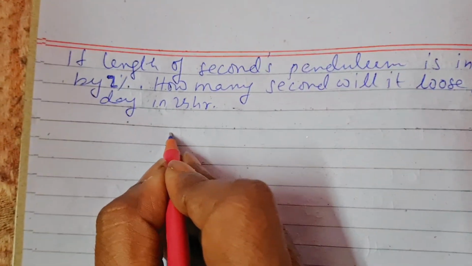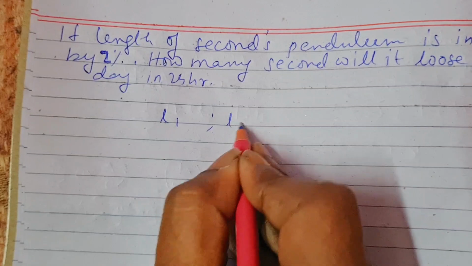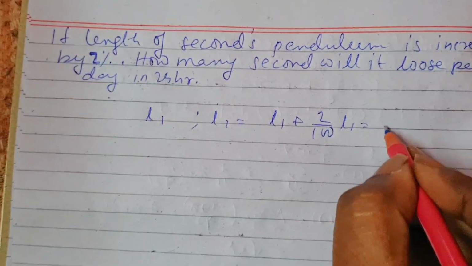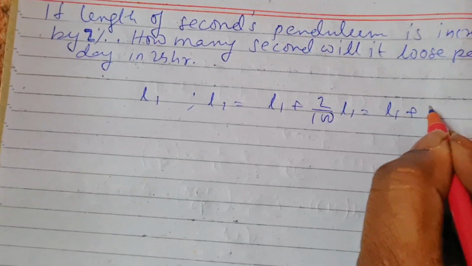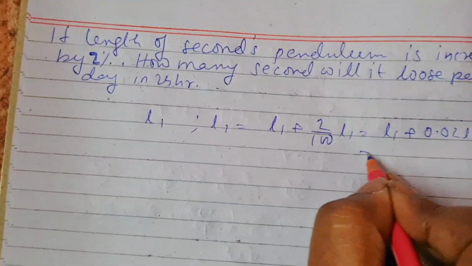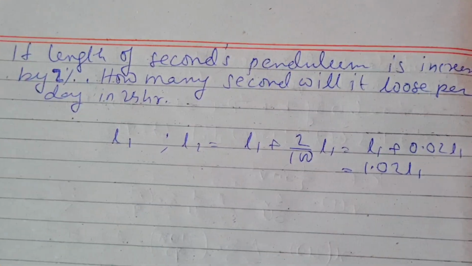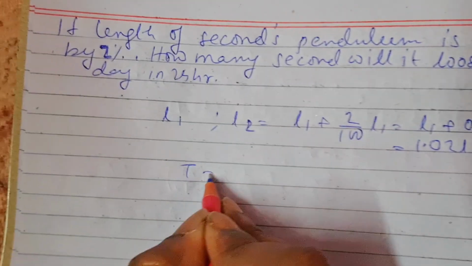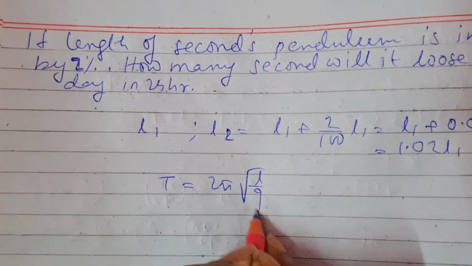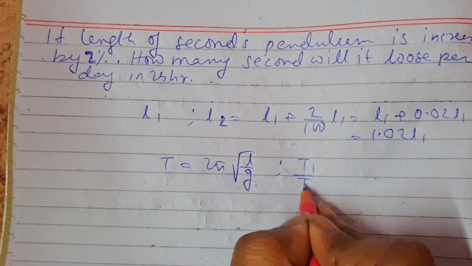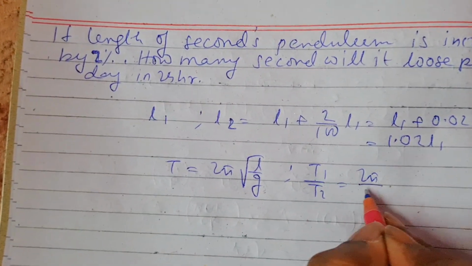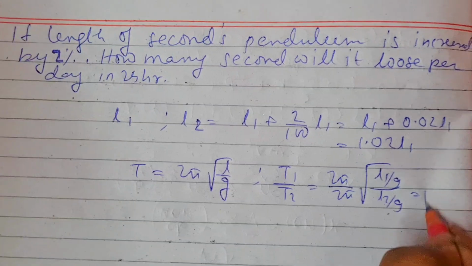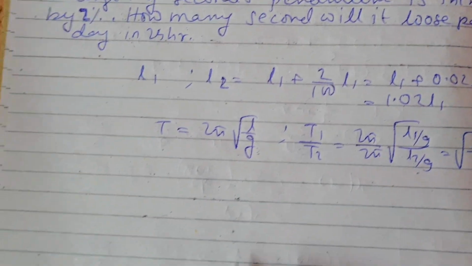If L1 is the original length, so L2 will be how much? L1 plus 2 by 100 into L1. That is L1 plus 0.02 L1. So it is equal to 1.02 L1. So L2 equals 1.02 L1. Now you know T equal to 2 pi into root under L by g. So T1 by T2 will be equal to 2 pi root over L1 by g by 2 pi root over L2 by g. So it will be root over L1 by L2.